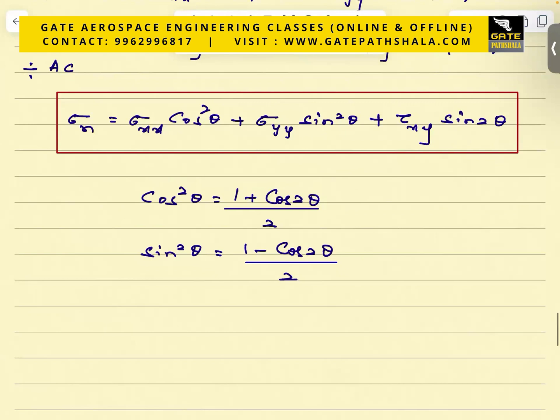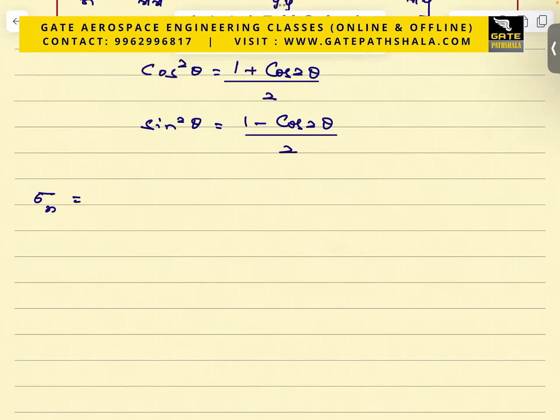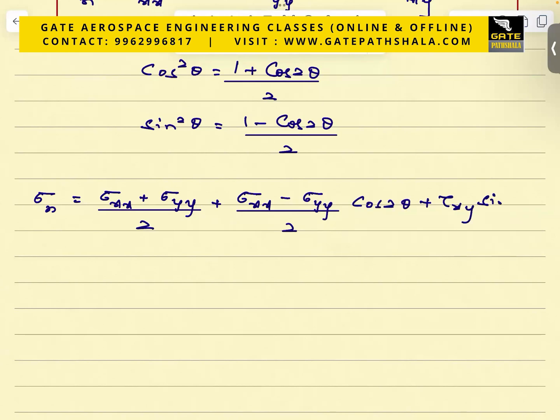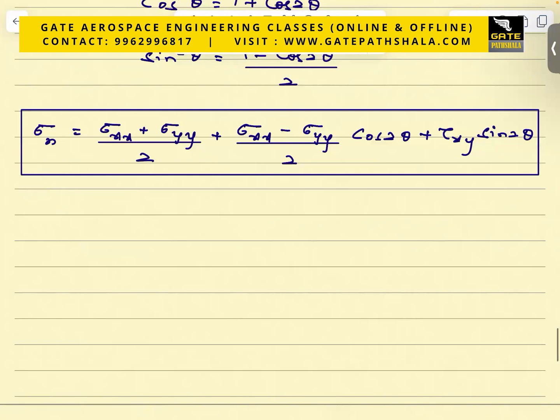Write this. Then, if I substitute it in the above formula, sigma n, that means the normal stress, is equal to (sigma xx plus sigma yy) by 2, plus (sigma xx minus sigma yy) by 2 into cos 2 theta, plus tau xy sin 2 theta, brackets. Mark this one as equation number 1 in this chapter. Very important equation. And you can call this one the average stress.